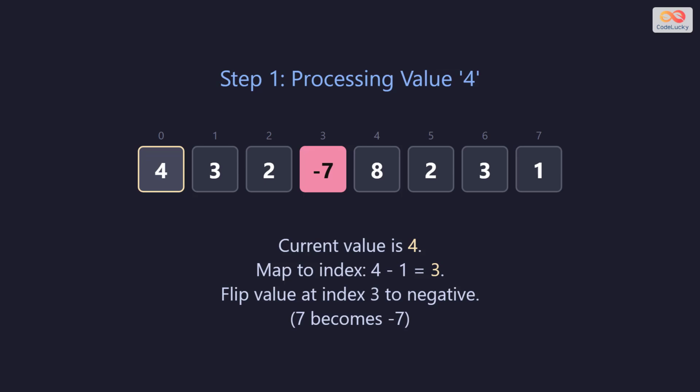Let's visualize this. Suppose we are at index 0 and the value is 4. We convert 4 into an index, which is 3. We then look at the number at index 3, which is 7. We flip 7 to -7 to mark that we have seen the number 4.